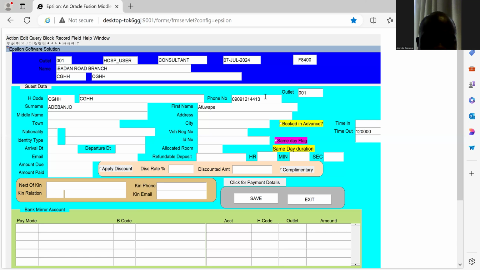So middle name, address, and city, and the same thing. Just note that what I'm doing here is entering into the system what the customer has provided for me.